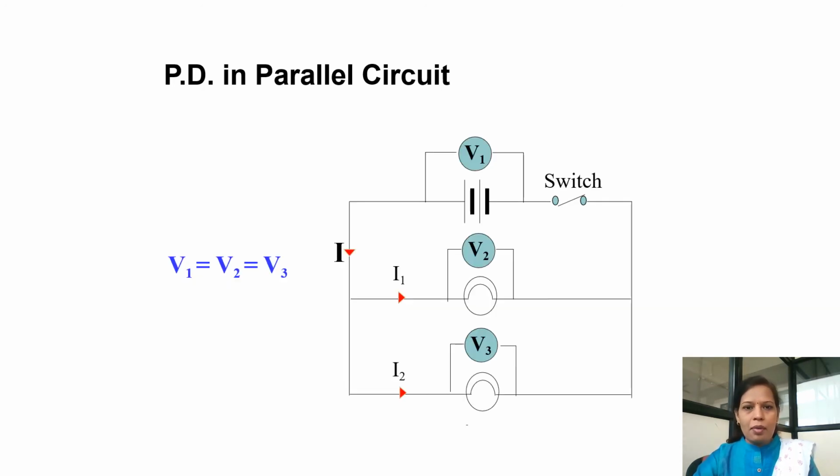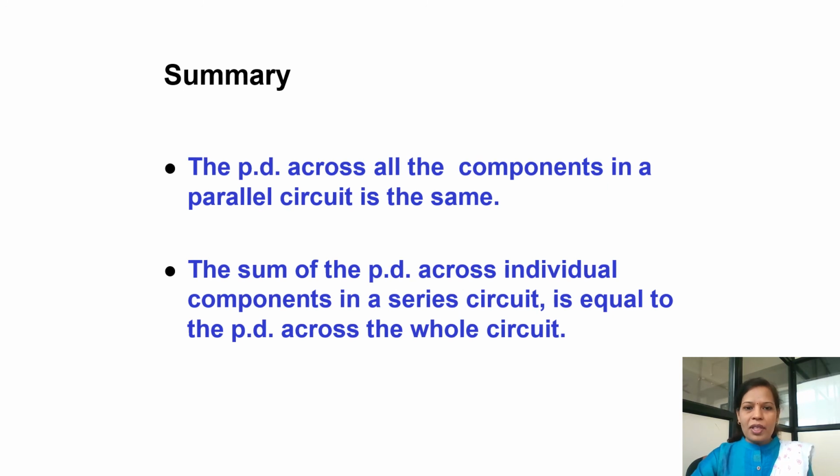This is a circuit diagram of a parallel circuit in which components L1 and L2 are connected in parallel with a battery. When the switch is closed and the circuit is energized by the DC source, whatever current is generated by the DC source, that current will be divided into two parts as shown in the circuit diagram, that will be I1 and I2. But what about the voltage across these two components? The voltage remains the same because the circuit is connected in parallel. Therefore, the potential difference across all the components in a parallel circuit remains the same. And the sum of the potential differences across individual components in a series circuit is equal to the potential difference across the whole circuit.